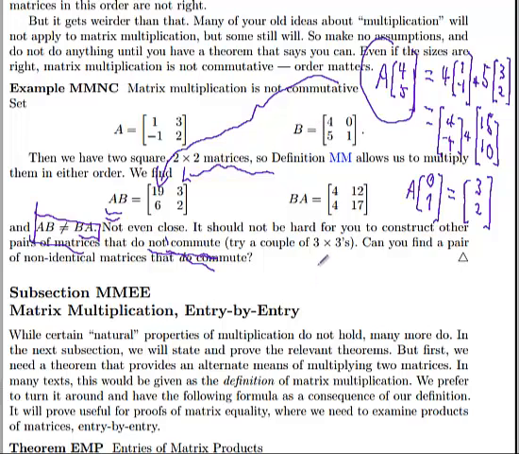Sometimes you have a matrix equation and you multiply both sides by a matrix. You have to multiply both sides on the same side. Okay, so that's matrix multiplication.